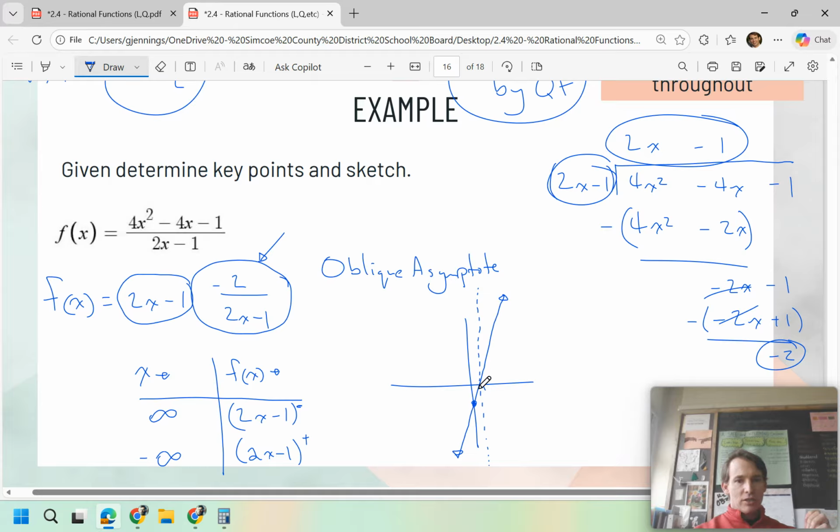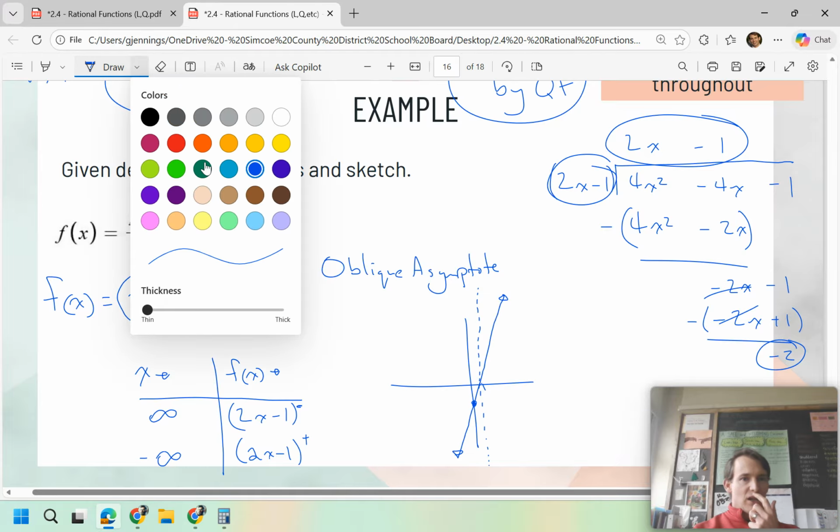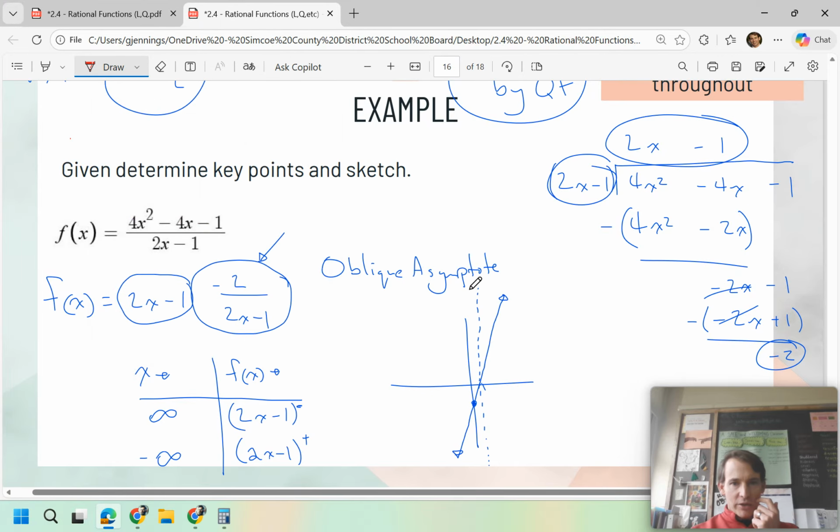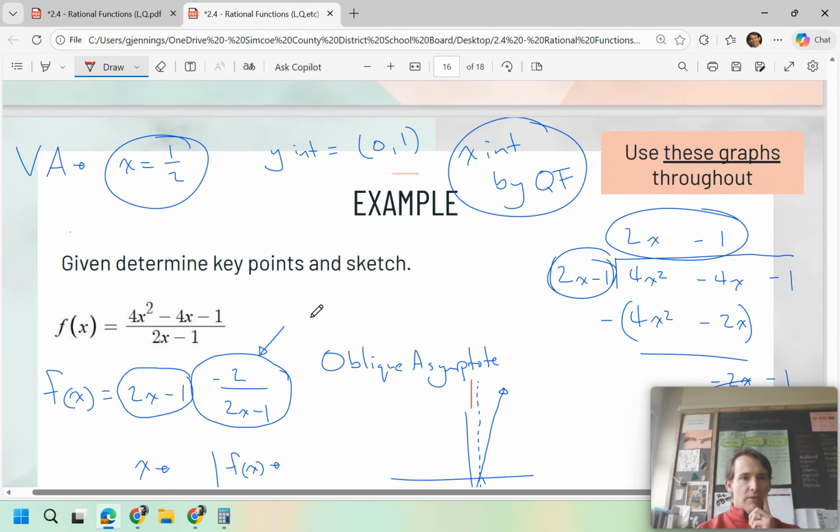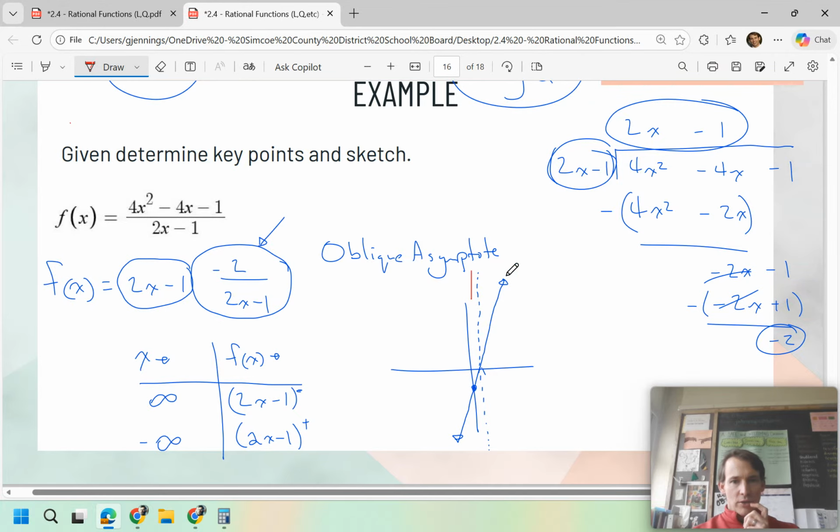So that is to say, our function is going to look something or other like this. Oh wait, I also already know the y-intercept is (0, 1), so I can have that on there. Like that. And this one is probably, by quadratic formula, like that. Okay, so that's what our function is going to look like.